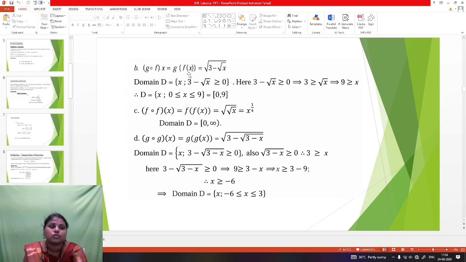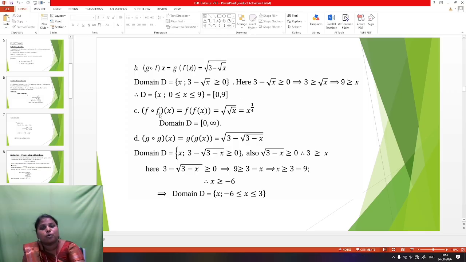Here 3 minus root x is greater than or equal to 0, so 3 is greater than or equal to root x. Take the square on both sides: 3 squared is 9, and the root cancels, so 9 is greater than or equal to x. The domain is x such that 0 is less than or equal to x less than or equal to 9. The limit is 0 to 9.